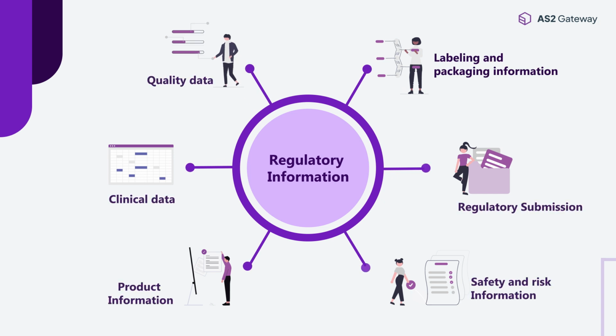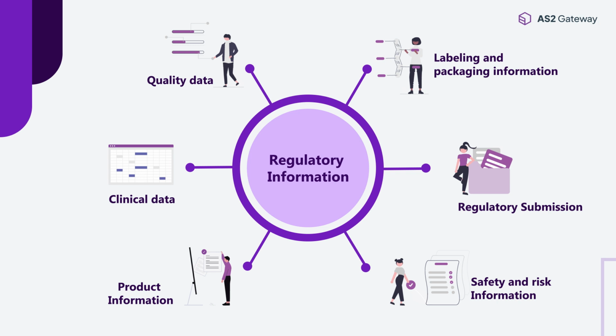Regulatory information is the essential data and documentation that health authorities like the FDA in the US or the EMA in Europe need to review and approve medical products and practices. It plays a critical role in the regulatory approval process, as regulatory agencies use this data to assess the benefits and risks of products and make informed decisions regarding their approval, marketing, and post-market surveillance.